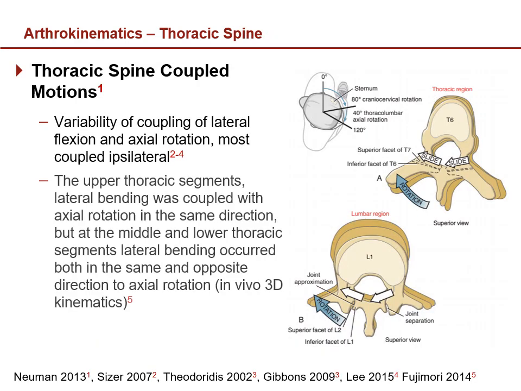Okay, and talking about the coupled motions within the thoracic spine. There's variability of the coupling of lateral flexion and axial rotation, most coupled ipsilateral. So this would be our type 2 form of coupling, where they occur in the same direction, but again there is variability. In the upper thoracic segments, lateral bending was coupled with axial rotation in the same direction, again type 2 coupling, but in the middle and lower thoracic segments, lateral bending occurred both in the same and opposite direction, so there's going to be some variability here.